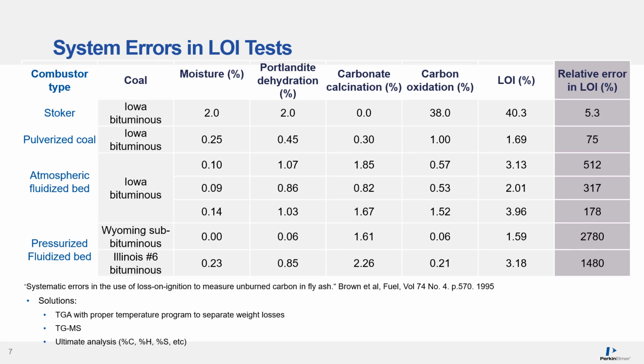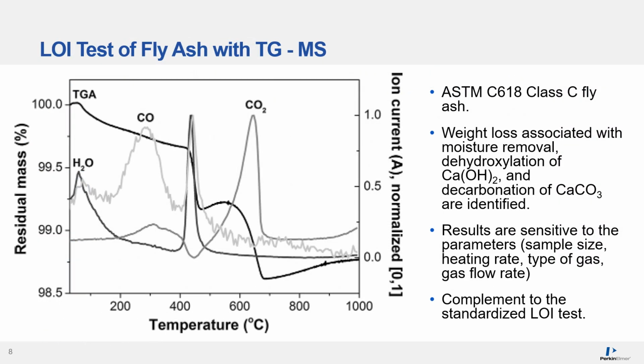Solutions to combat these errors include using a TGA, which allows you to apply a temperature program to separate out weight loss, or using a hyphenated technique, such as TGA mass spec. There's also elemental analysis, which is your ultimate analysis, which will give you carbon, hydrogen, and sulfur information. Here you can see an example of using those solutions for the loss on ignition test of fly ash. Using a hyphenated technique like TG mass spec allows identification of the cause of weight loss and should be used as a complementary technique to the standard loss on ignition test.